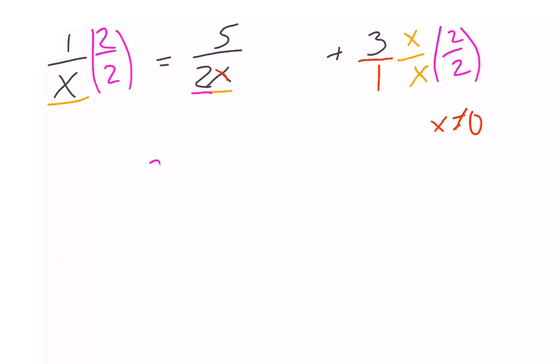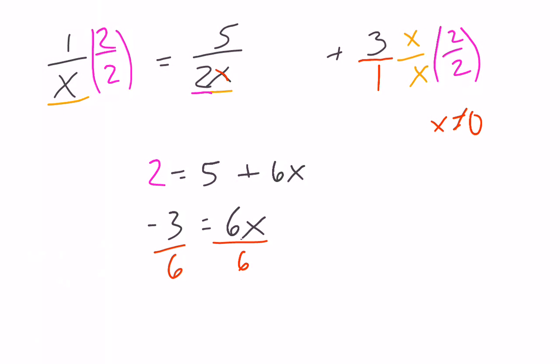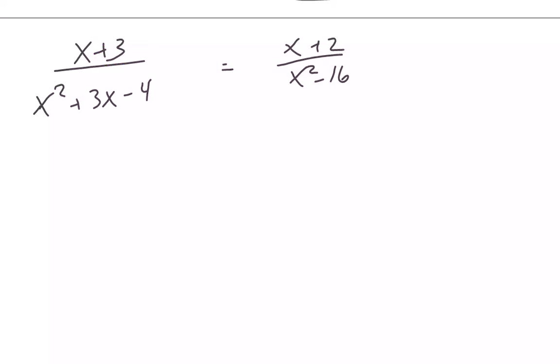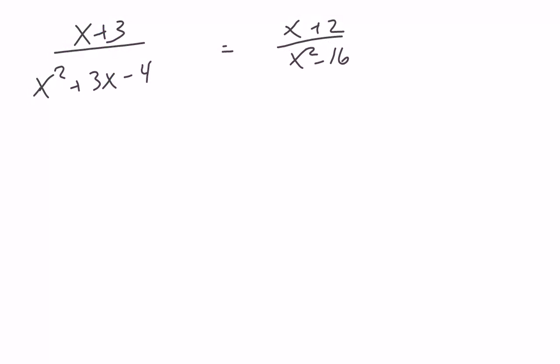So that would give me 2 in my numerator equals 5 plus 3 times x times 2 would be 6x. So I just have this little two-step equation. So negative 3 equals 6x. Some of you are just making an algebra error here. Divide by 6 is not going to be negative 2. It's going to be negative 1/2. Okay? And negative 1/2 is not 0, so that means my answer is valid. You could substitute it in to see if you get the right answer.